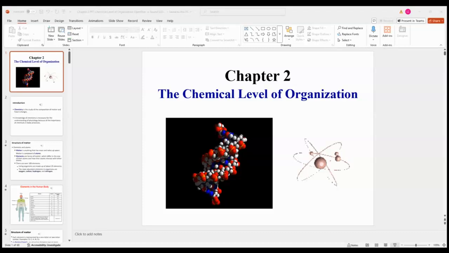So the atomic number of helium is 2. There's 2 protons in that atom, so the atomic number of helium is 2. If an atom has any number of protons other than 2, then it's not helium, because that's what defines helium. It's an atom that has 2 protons.